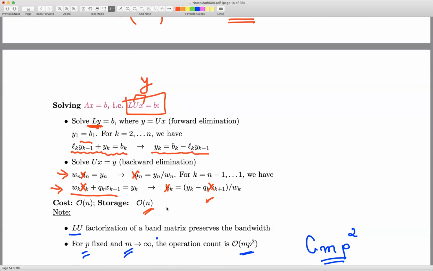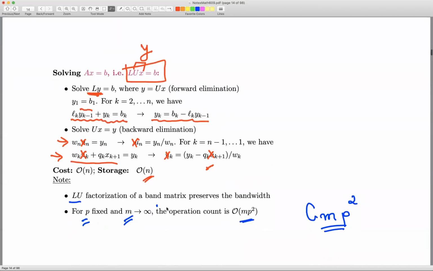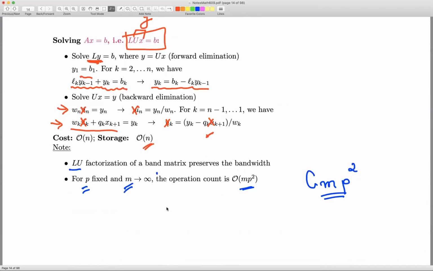while if you have the general case, it is 2/3 times n to the power of 3.